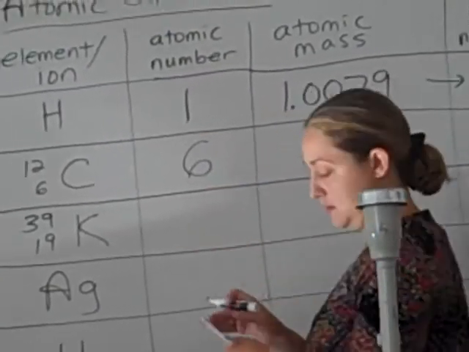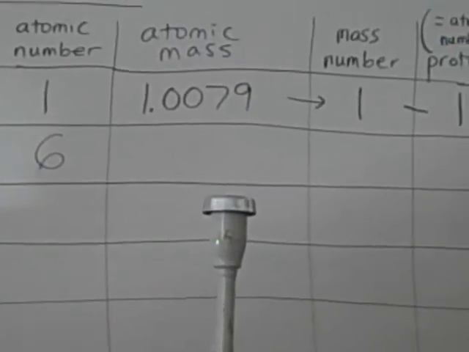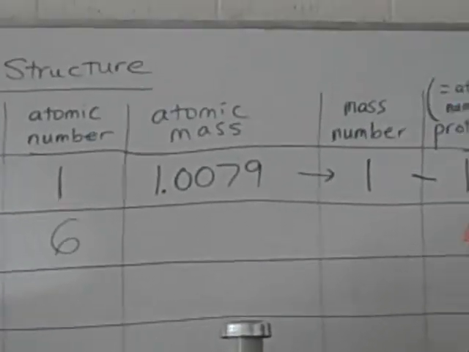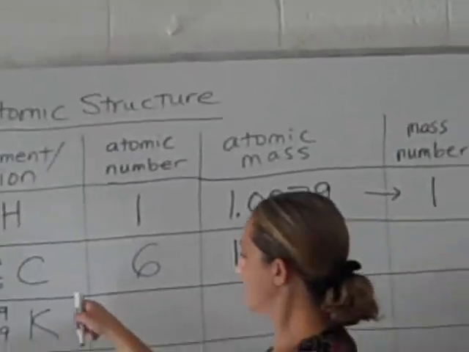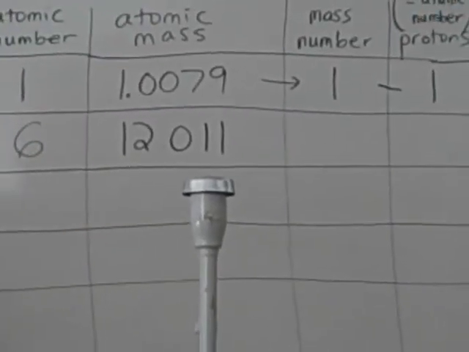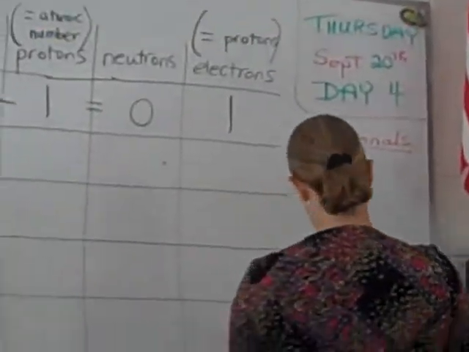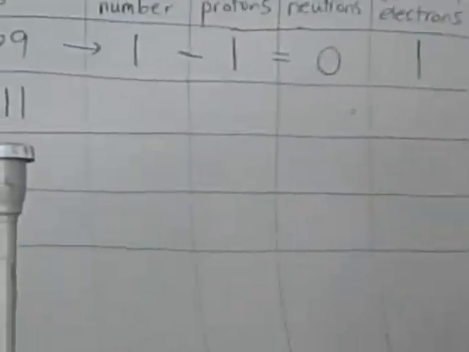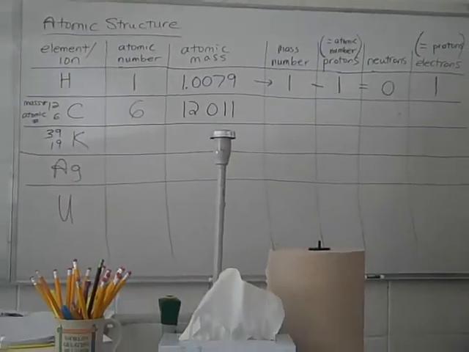Carbon. Aaron, what's the atomic number? 6. Okay. The atomic mass, Dan? 12.011. Good. All right. Now this gives us the mass number over the atomic number. All right. So what is the mass number, Lauren? 12.